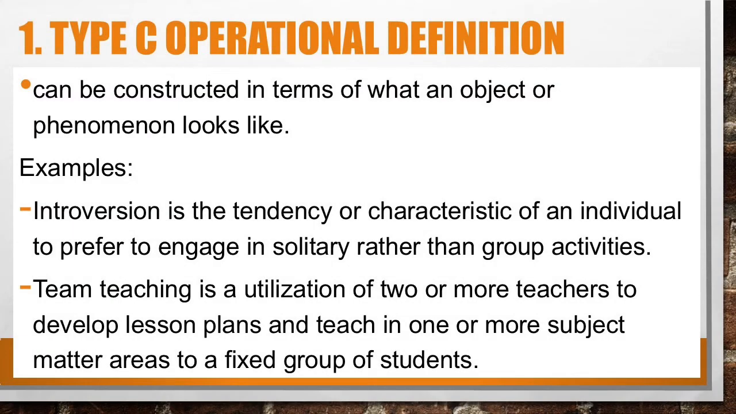And the last type of operational definition is type C. It can be constructed in terms of what an object or phenomenon looks like. Examples: introversion is the tendency or characteristic of an individual to prefer to engage in solitary rather than group activities. Next, team teaching is a utilization of two or more teachers to develop lesson plans and teach in one or more subject matter areas to a fixed group of students.